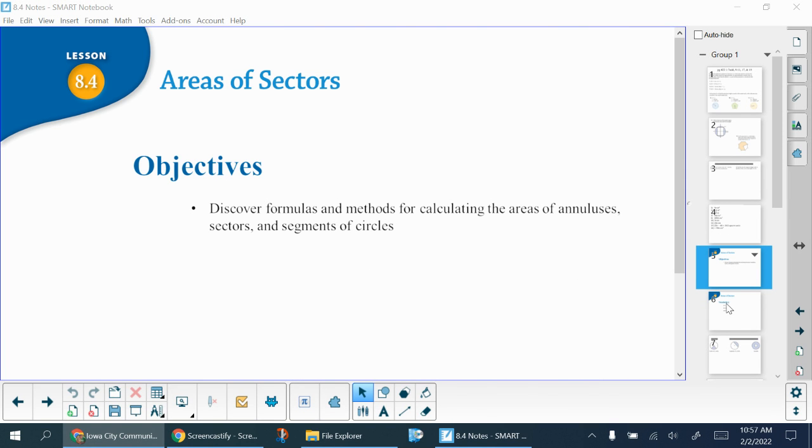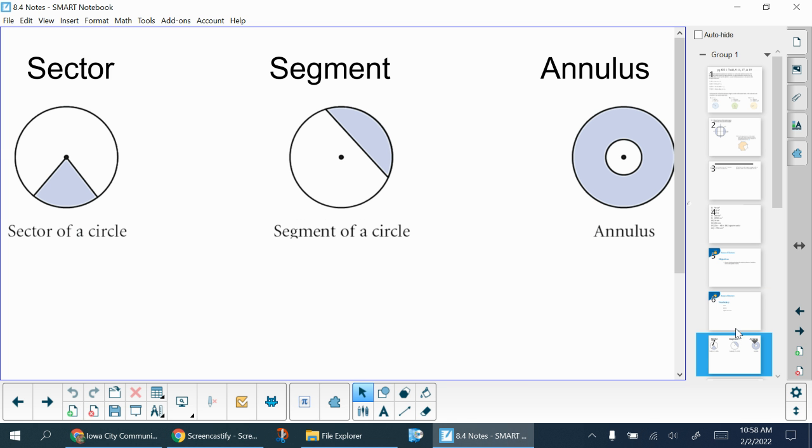So once again, for the second time, we are talking about section 8.4, which is calculating the area of annuluses, sectors, and segments. So first off, take a second, pause the video, and write down those words in your notes along with the picture of those things.